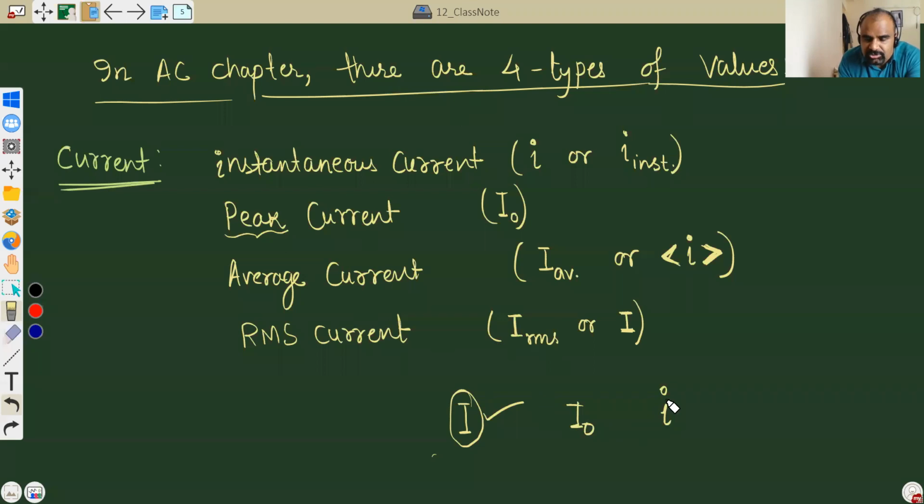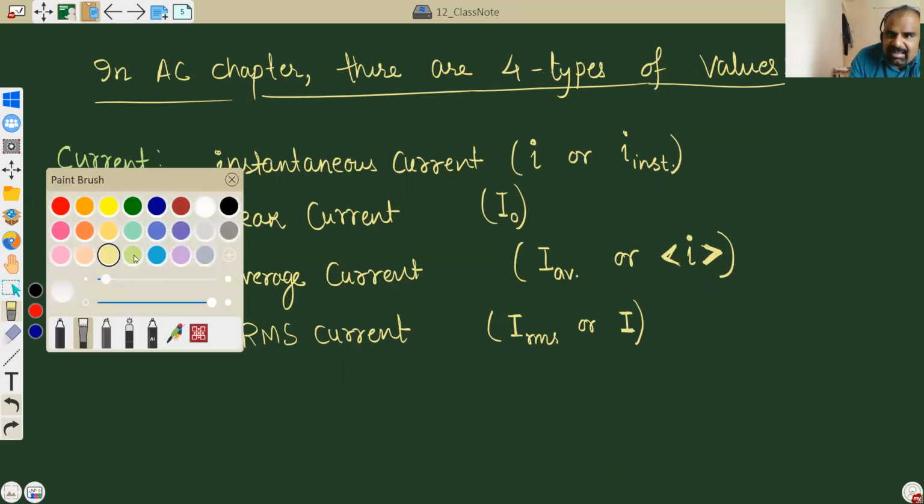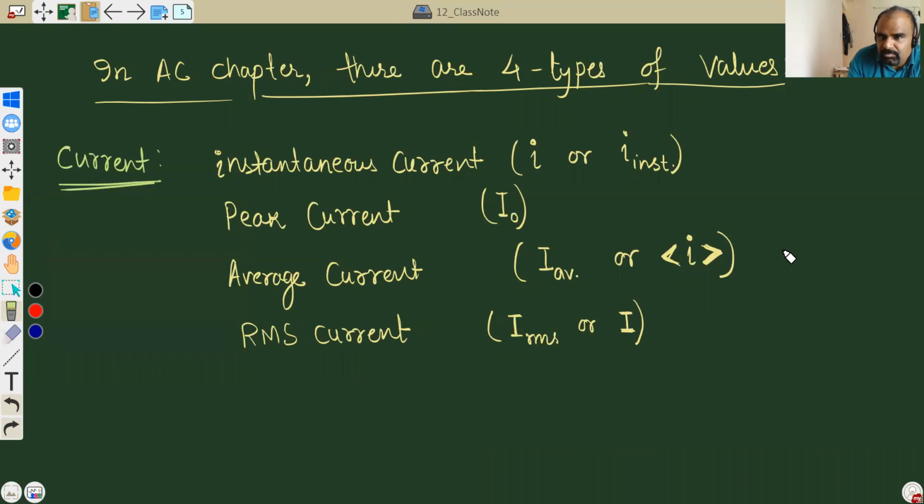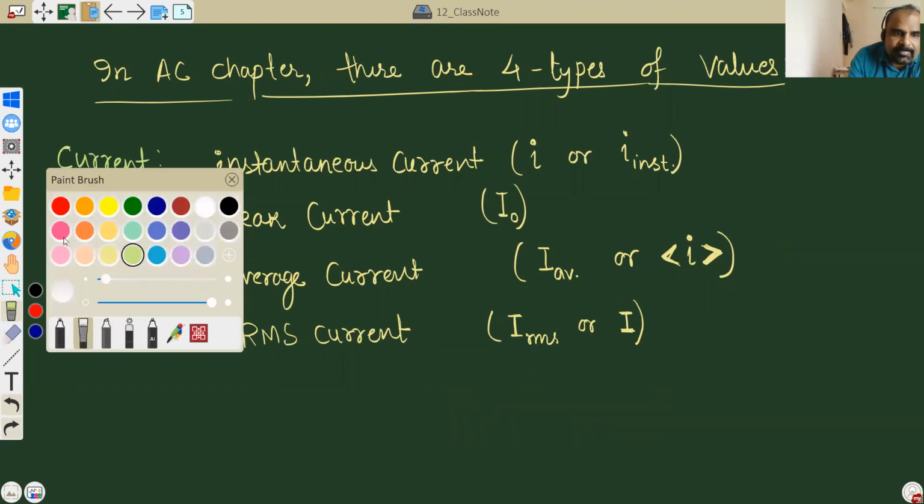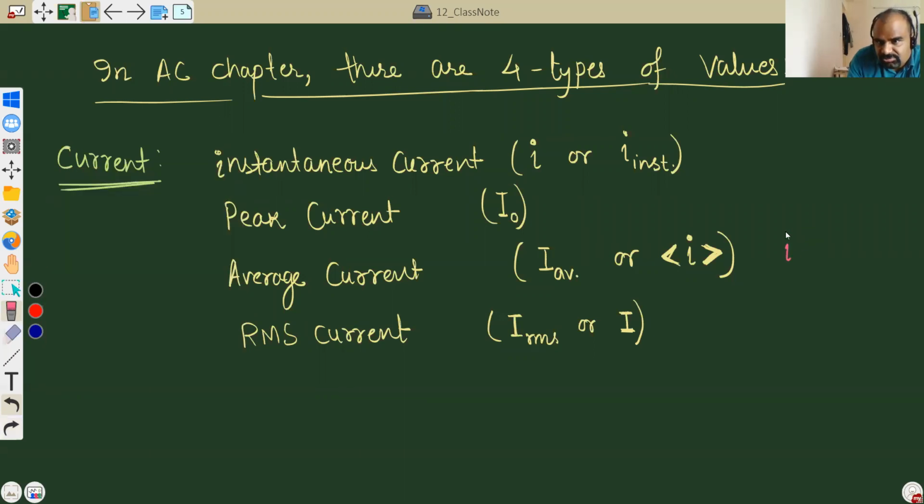Now, one thing I would like to tell you, and I want to emphasize this: the average value of the current in the AC chapter will always be zero. You know why?